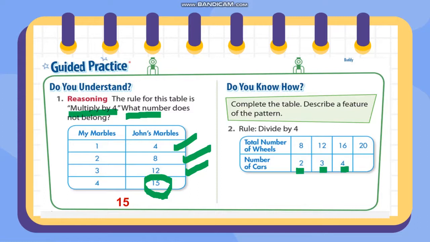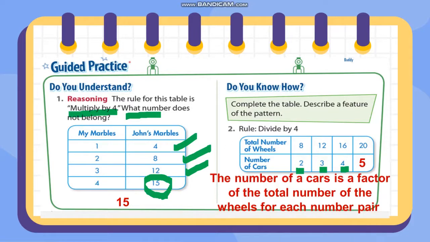So 20 divided by 4 is equivalent to 5. And how are you going to describe a feature of the pattern? So the number of cars is a factor of the total number of wheels for each number of pair. Because what number to be multiplied by 2 to make it 8, if you're going to do the vice versa or the inverse? Okay, what number to be multiplied by 3 to make it 12? That is 4. So 2, 3, 4, 5 are the number of cars, which is the factor of the total number of wheels. Okay, let's continue.